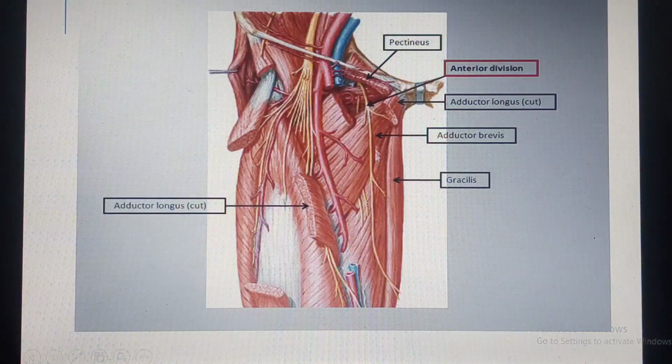Now the anterior division, which is this one, will run here. This is the muscle known as the adductor brevis muscle, and this is the cut section of the adductor longus muscle. So running between them is this anterior division of the obturator nerve. That's why we are saying that the adductor longus will be supplied by the anterior division of the obturator nerve.